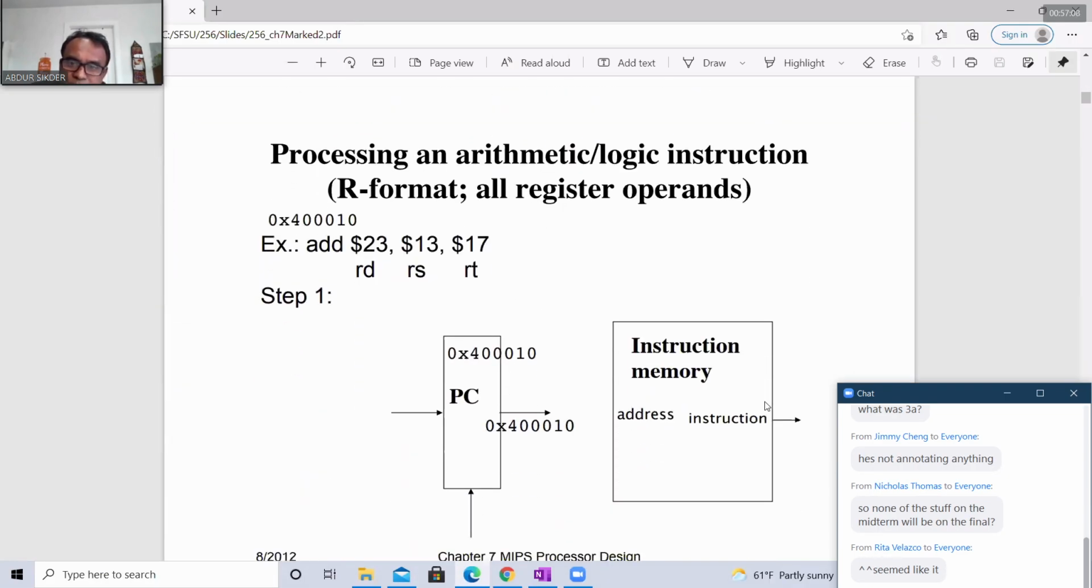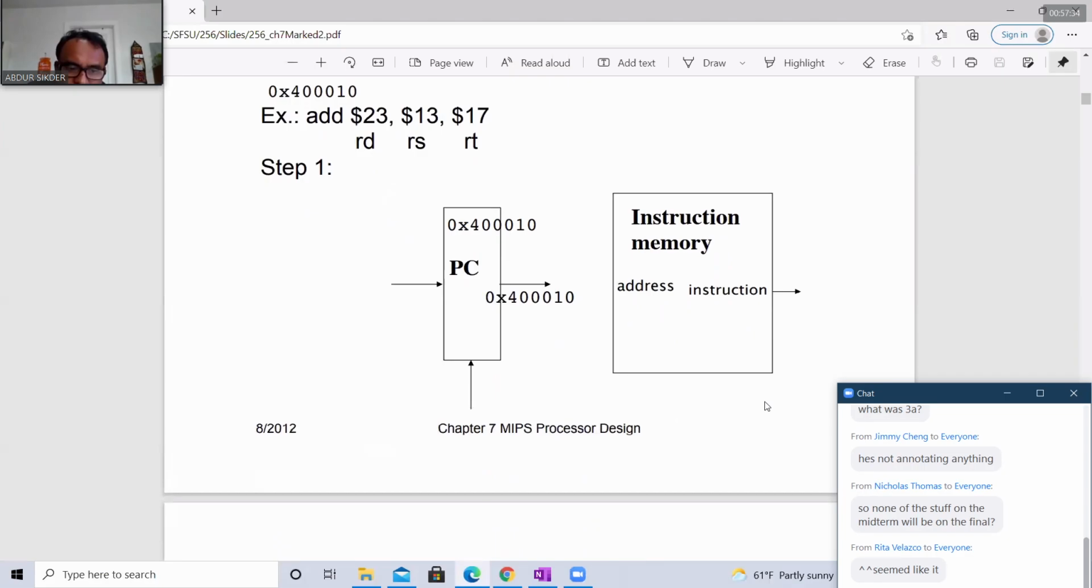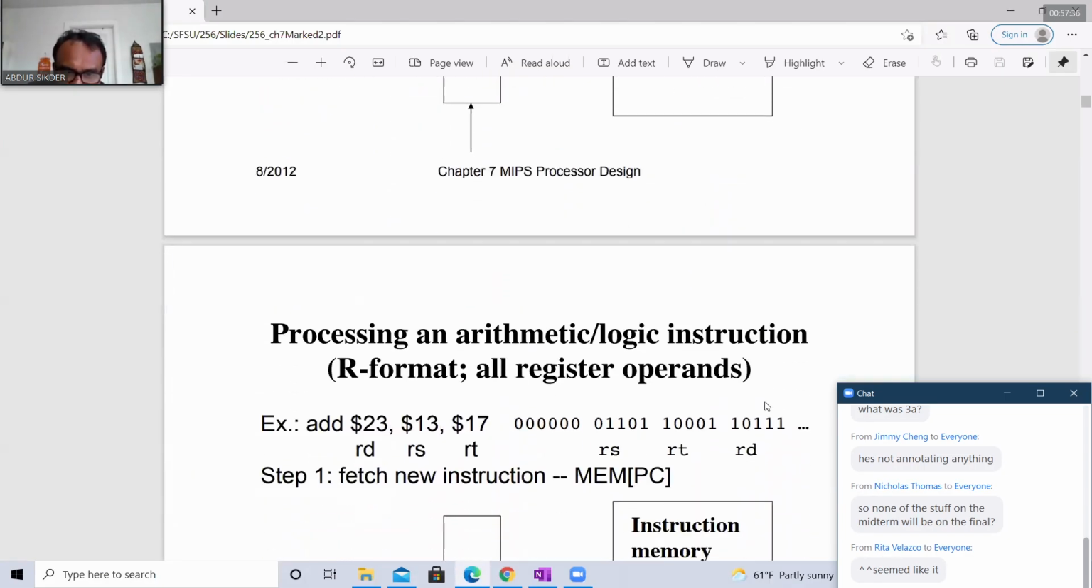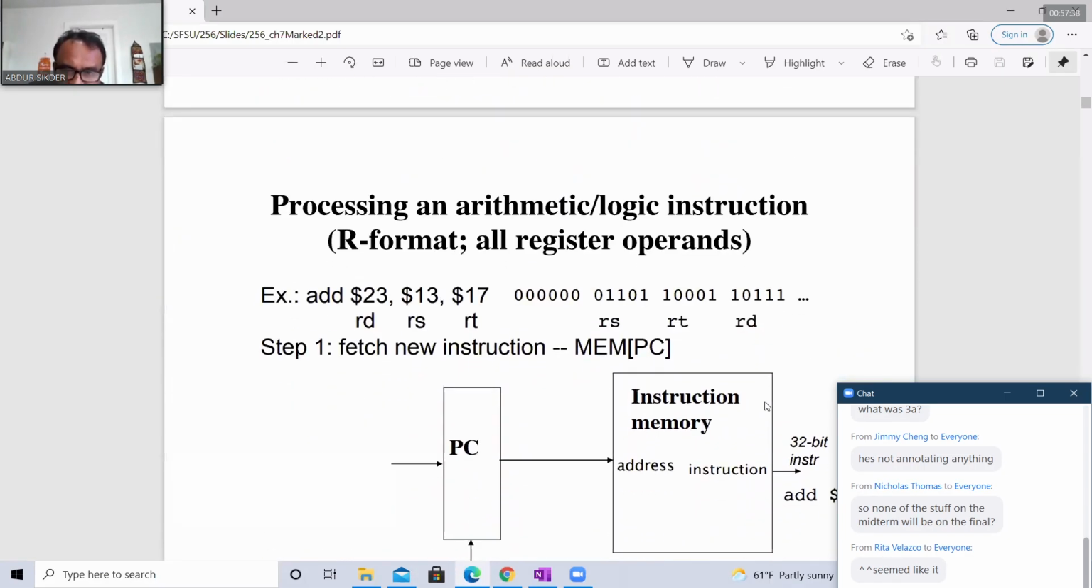Processing an arithmetic logic instruction, R format, all register operands. So R format, as we know, you need 3 registers. So we have the operation code, and then you need 3 registers, RD, RS, RT. So RD first, and then RS, RT. So step 1, what do you do? Instruction memory. Step 1, you fetch the new instruction.